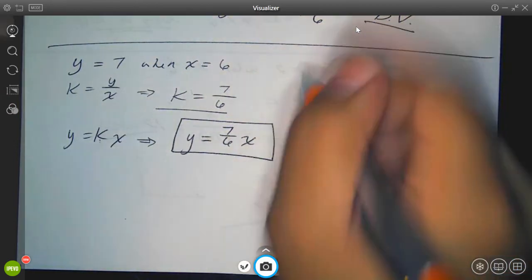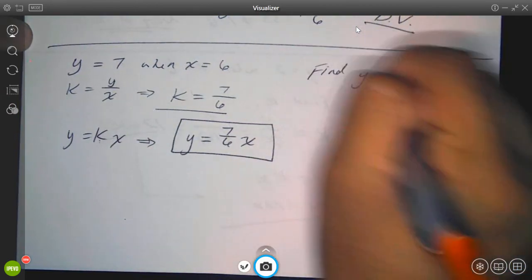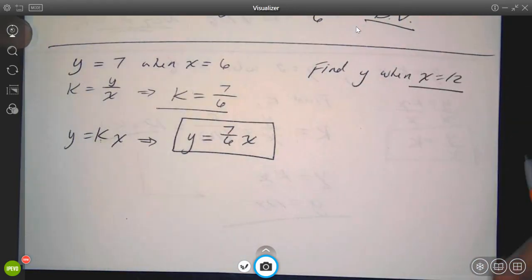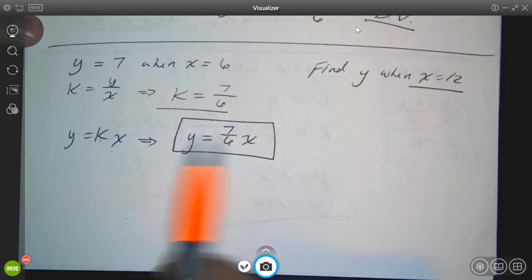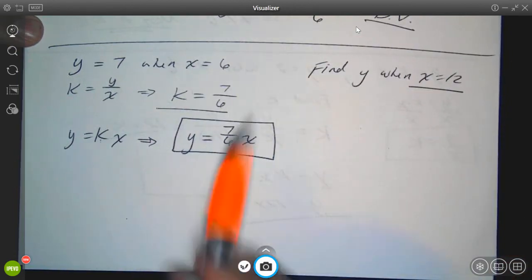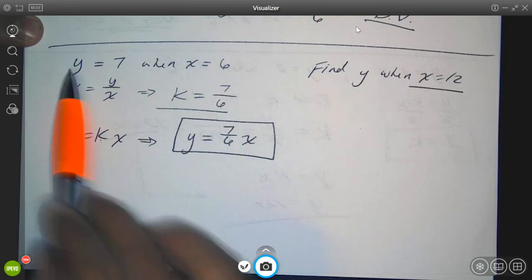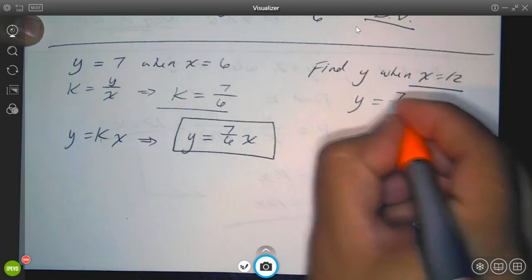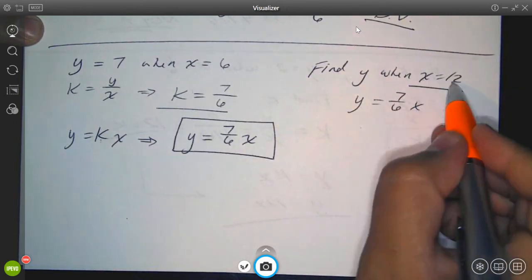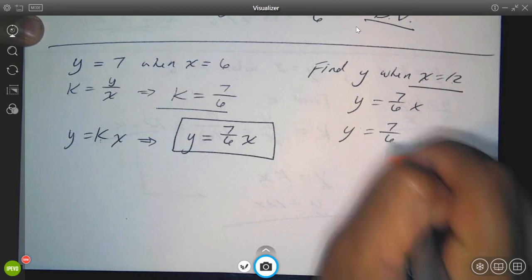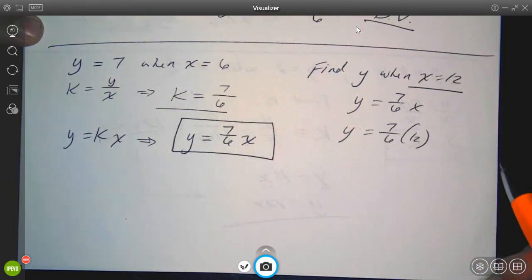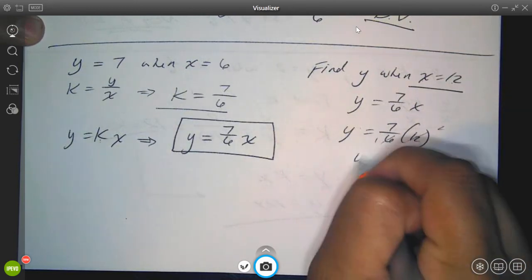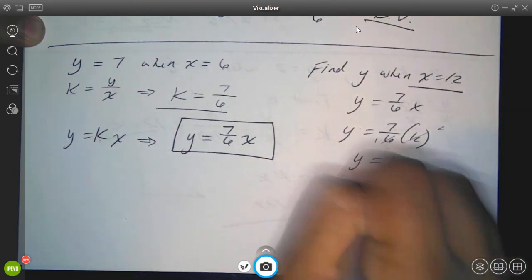That said, also find y when x equals 12. Well, they're telling me x is equal to 12. Notice how this is the equation that made up this connection, input to output. So now, because I found the equation, I just plug in my new x. So y equals 7/6 x, they said x is 12, y equals 7/6 times 12. You can reduce here. Use your calculator. I'm going to reduce here, I get 2 over 1, so I get that y equals 14.